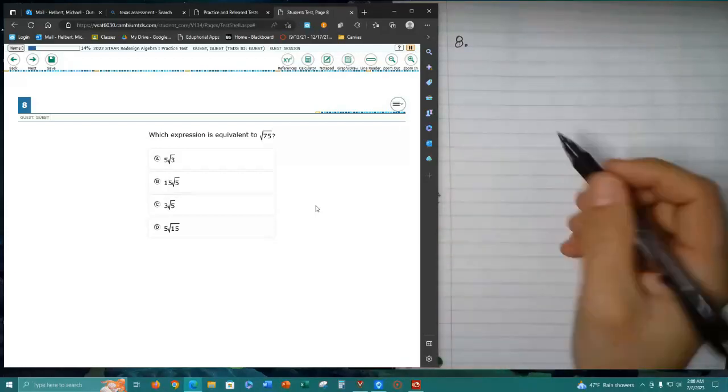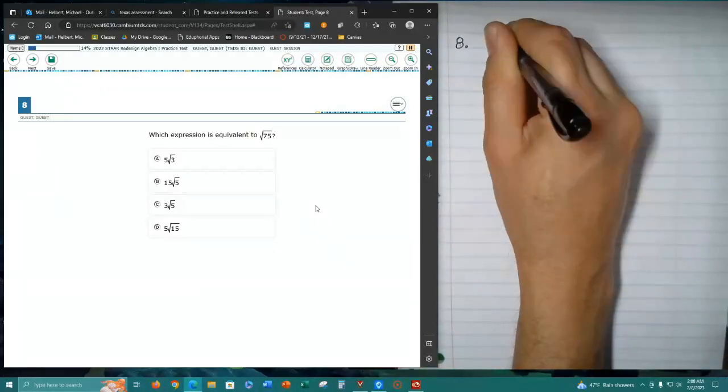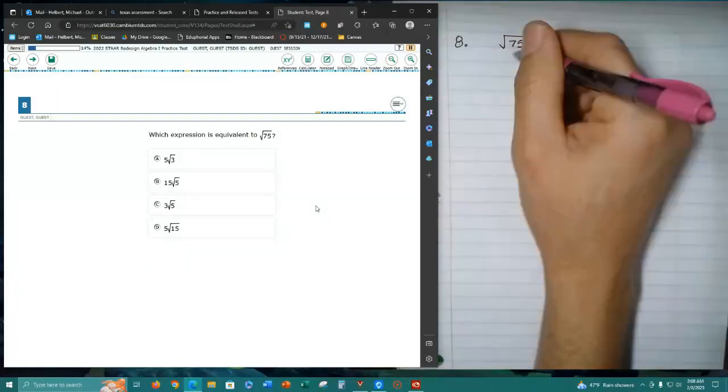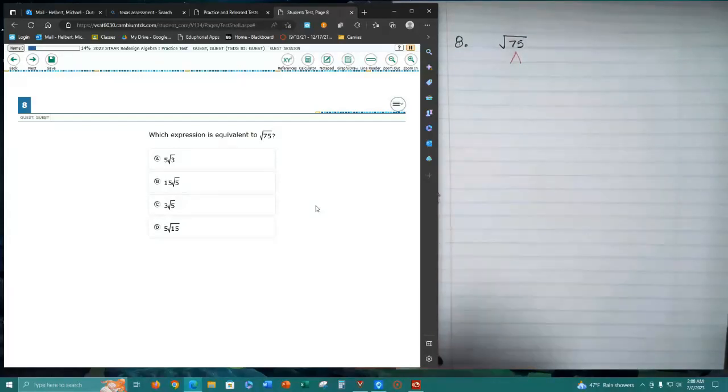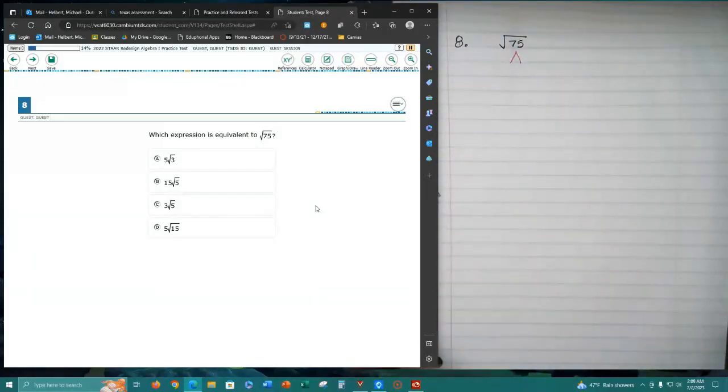So let's take a look at number 8. I'm going to start out by putting my radical, which is square root of 75. And then, remember, we want to break it apart. I always tell you that my favorite number to use is 2, but if 2 doesn't work, then we try 3, and so on. But we just want to use prime numbers.